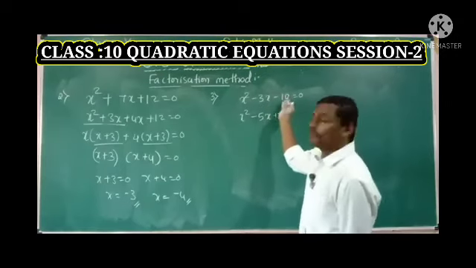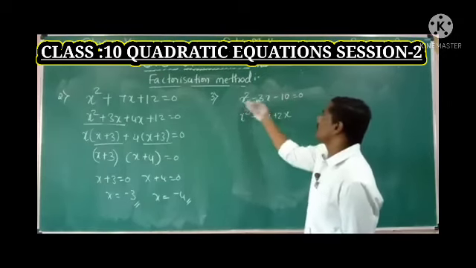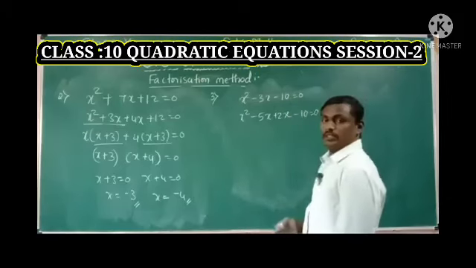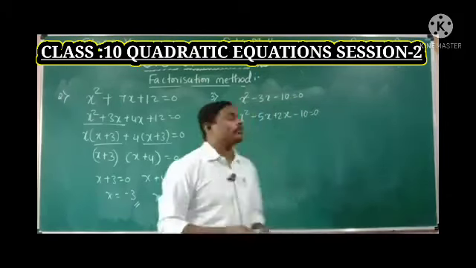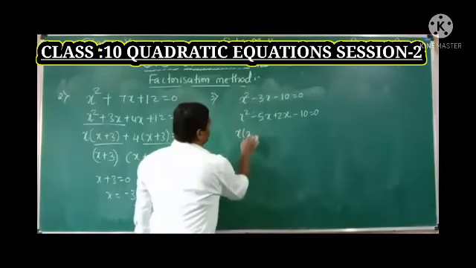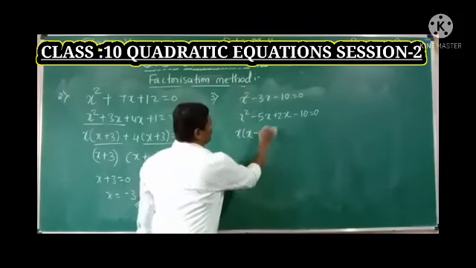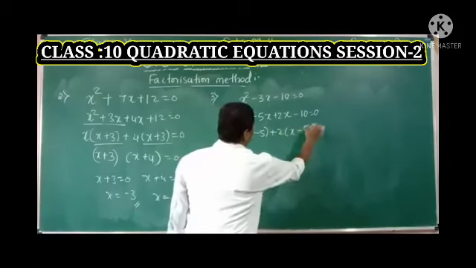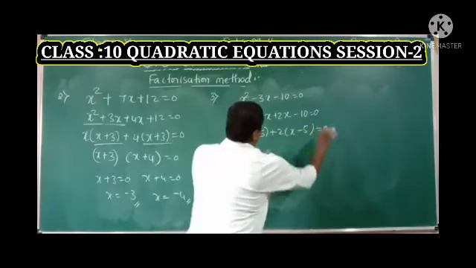So the product of the first term and last term is minus 10x square, x square minus 3x minus 10, which is equal to 0. In the first two terms, what is the common term? x. So x is a common term, means x minus 5. In the last two terms, plus 2 is a common term. So x minus 5 is equal to 0.